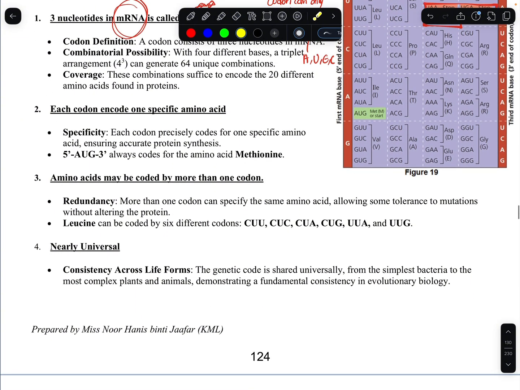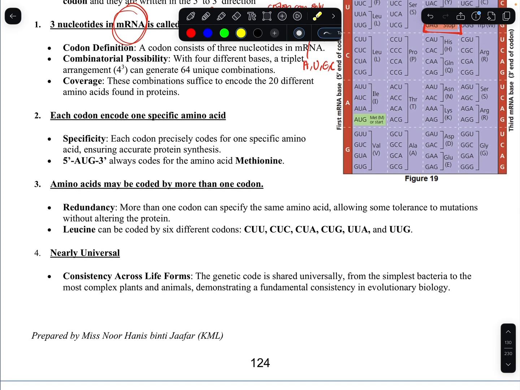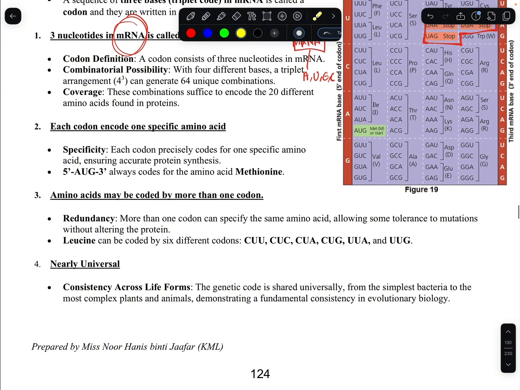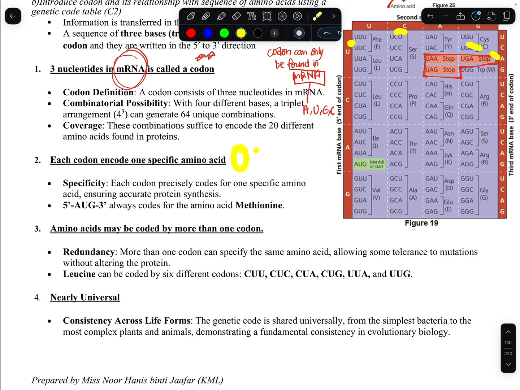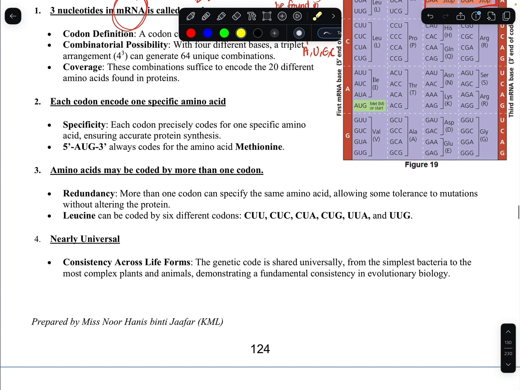Alright? So number 4, it is nearly universal. So what does that mean? Maksudnya genetic code ini kita share hampir semua living organism yang berkaitan menggunakan genetic code yang sama. So the way we produce protein kan, this is all amino acid, betul? Amino acid, gugusan amino acid akan menjadi protein. So it is nearly universal. Human have the same amino acid, even the bacteria. Not all, but nearly, hampir kesemuanya.